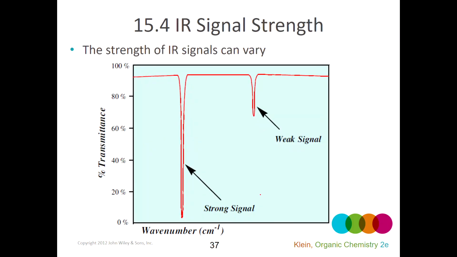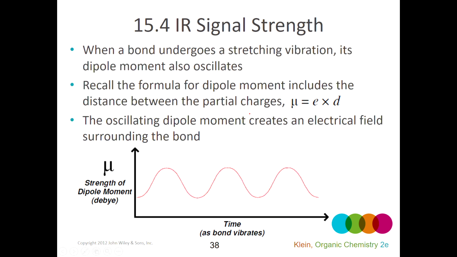Alright, so we're also interested in signal strength, because if a bond absorbs a lot of infrared light, it will give a very strong signal, because very little of the light will pass through if it's all absorbed by the molecules. If a weaker signal is formed, that indicates that the molecule is only able to absorb a little bit of light in that particular frequency. And so we want to try to understand what causes more or less light to be absorbed. And the answer is bond polarity.